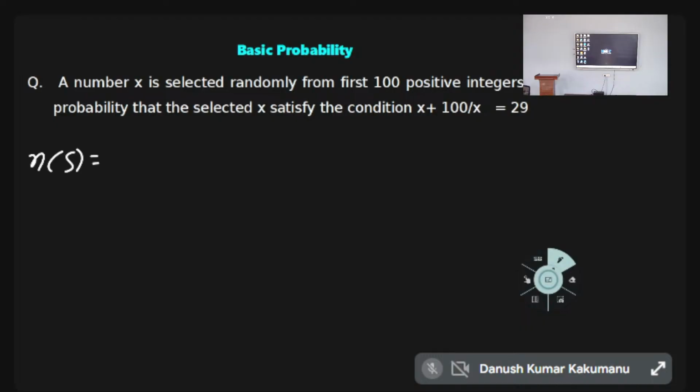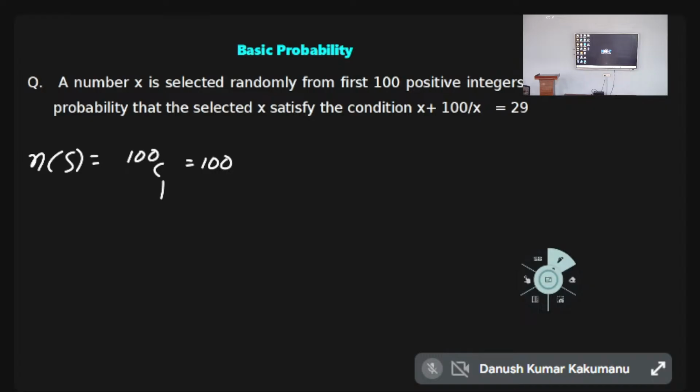The numerator is a part of the denominator. Among all possible cases, what is required for me comes to the numerator. The numerator is our question. It comes from the denominator only. What is n(S)? n(S) means the total number of all possible cases. We are selecting only one number among 100. That is 100C1, which is nothing but 100 only. That goes to the denominator.